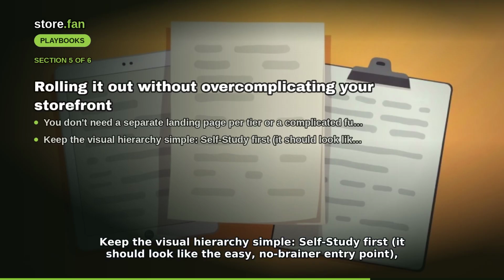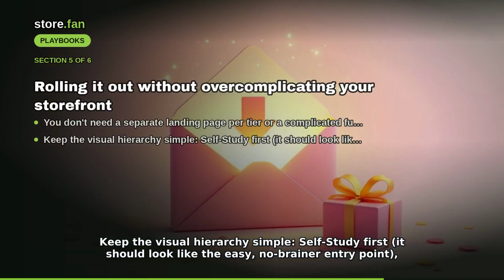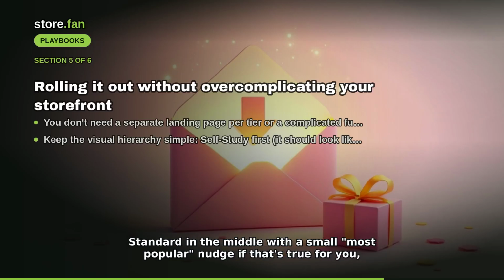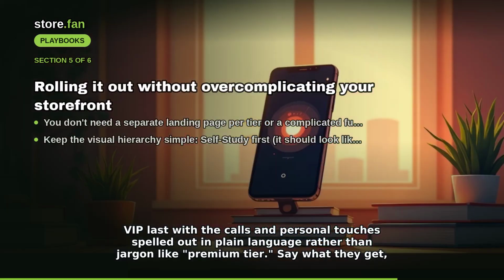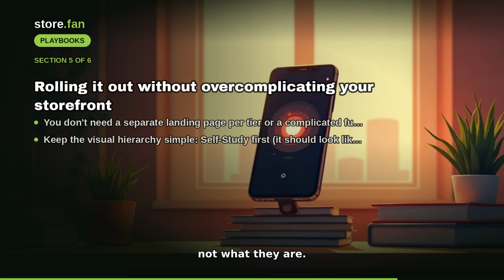Keep the visual hierarchy simple. Self-study first. It should look like the easy, no-brainer entry point, standard in the middle with a small "most popular" nudge, if that's true for you. VIP last, with the calls and personal touches spelled out in plain language rather than jargon like "premium tier." Say what they get, not what they are.